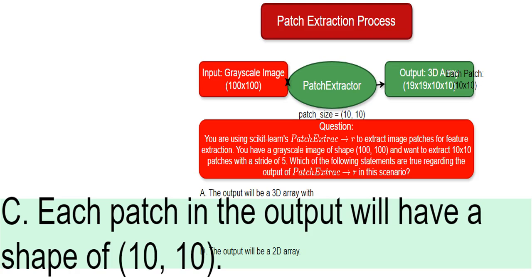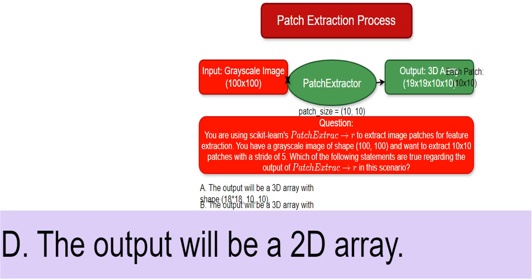This is also correct. It reflects the patch_size I set earlier. This is wrong. The PatchExtractor always gives a 3D array. It's not a 2D array.